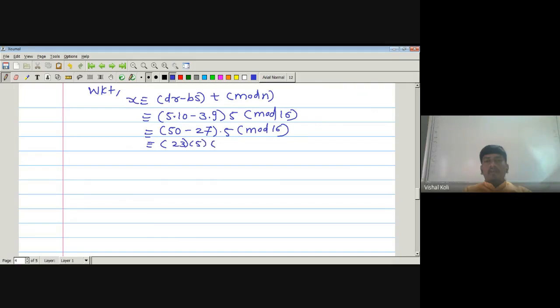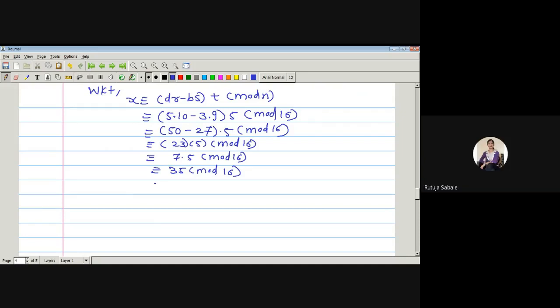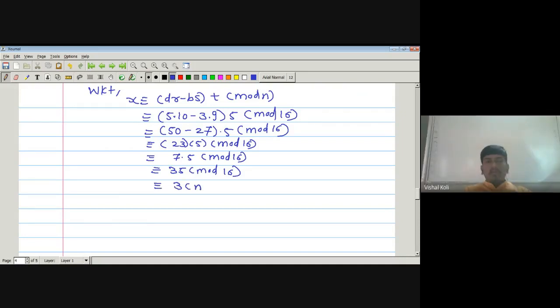What is the value of 23 over modulo 16? I think it will be 7. 23 minus 16, yes, sir, 7. 7 into 5 modulo 16. 7 into 5 will be 35. 35 modulo 16. Now we have to find the value of 35 over modulo 16. 16 into 2 will be 32 and the remainder will be 3, which implies this will be congruent to 3 modulo 16. So here we get the value of x.